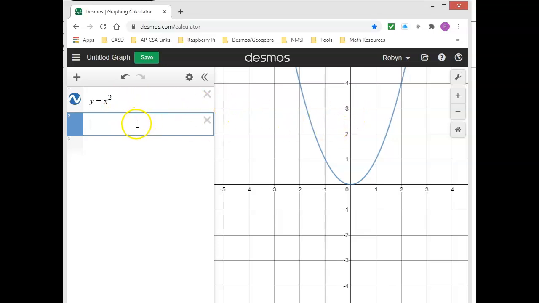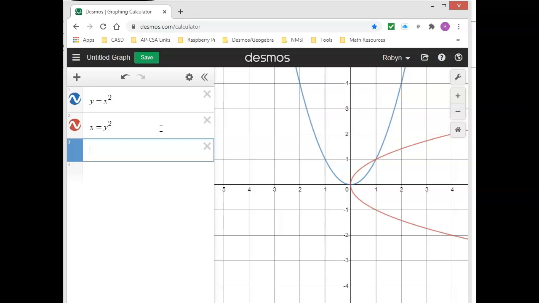So my original equation, y equals x squared, is a function. Now, if you recall from example 3, in order to create the inverse, we switch the x and the y because inverses have symmetry over the line y equals x. So to graph the inverse in Desmos, I'm just going to switch the x and the y. So instead of y equals x squared, I have x equals y squared. And there's my graph of the inverse.